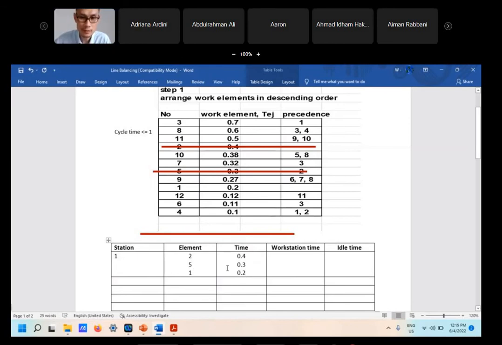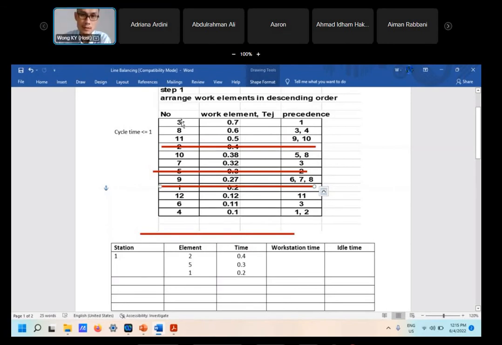Can we continue to assign elements to workstation 1? We can, as long as it does not exceed the cycle time. The total time now is 0.4 plus 0.3 plus 0.2, which is only 0.9. So maybe we can still fit another element into workstation 1, as long as it is within the limit of 1 minute or less. Go up the list again and check one by one.